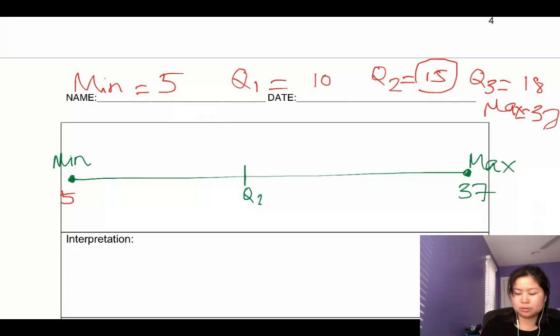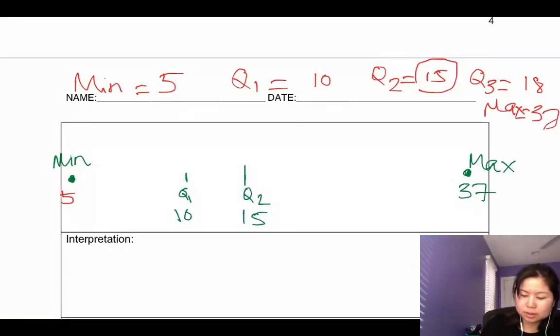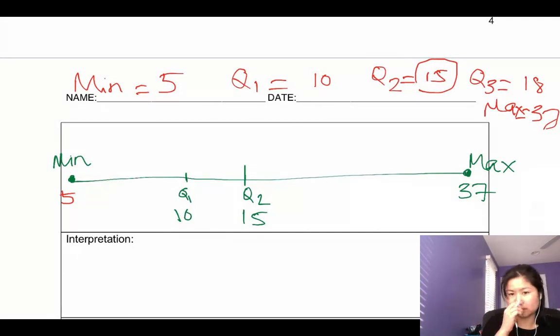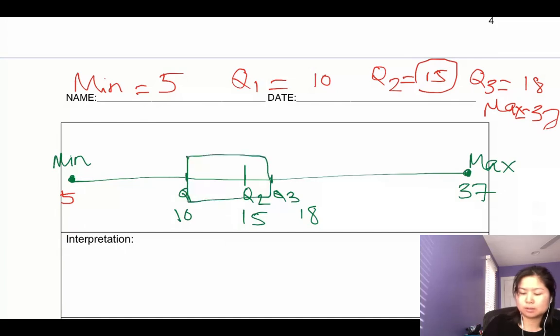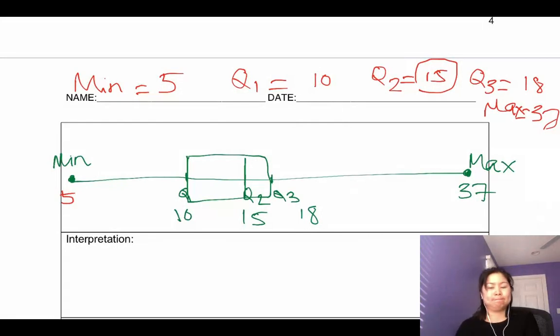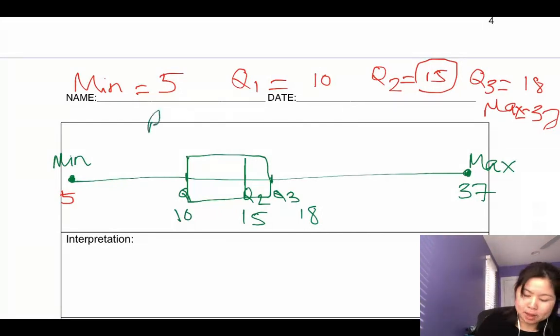I'm going to plot Q2, which is 15. 10 is a little bit lower right here, which is Q1, which is 10. And then 18 is kind of closer to Q2. So basically what you want to do is plot these points on the number line. Q3 is a little bit closer, so Q3 is 18. And the last part you need to do is just make a box around Q1, Q2, and Q3. This is what we call a box and whisker plot.